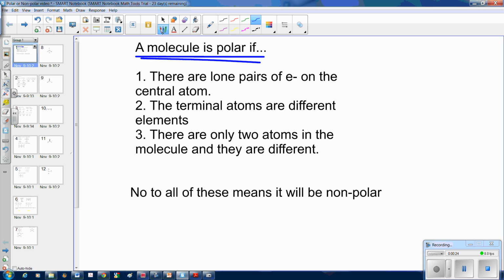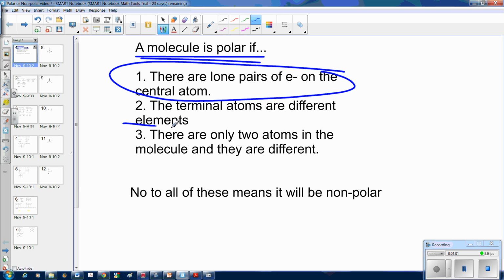So what are the things that you have to look for? First thing you have to look for is if there are lone pairs of electrons on the central atom. If a molecule has lone pairs of electrons on the central atom, it automatically makes it polar. Second thing you have to look for is terminal atoms. If the terminal atoms are different elements, we talked about that in class on Friday. Terminal elements are the elements that are directly connected to the central atom. If they're different elements, automatically the molecule is going to be polar, and I'll show you what that means.